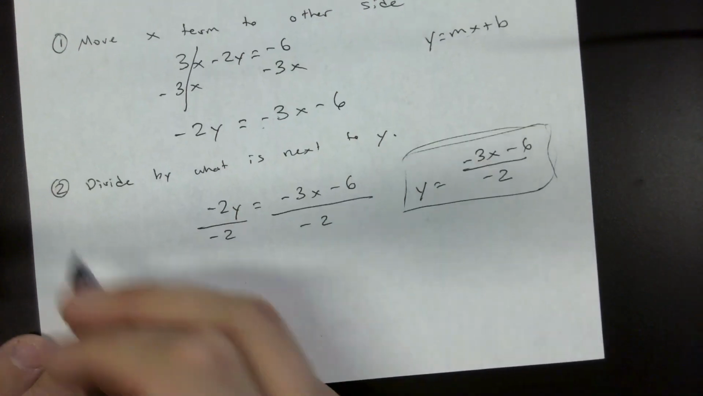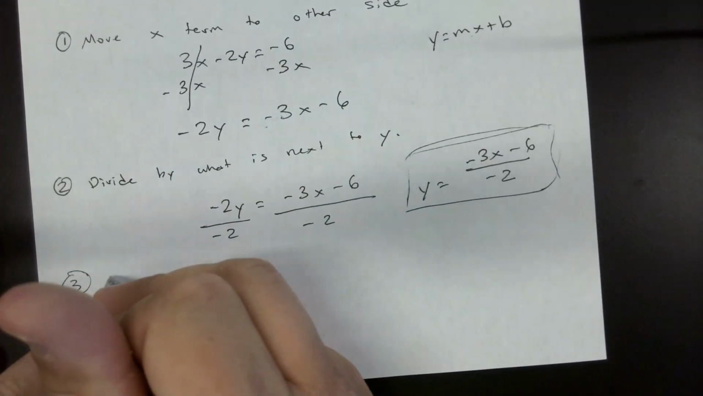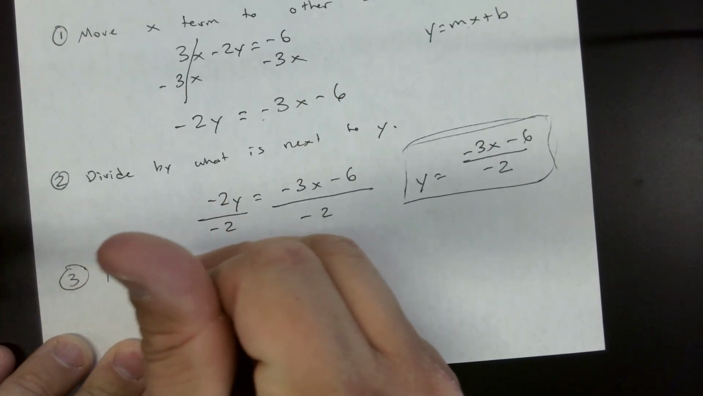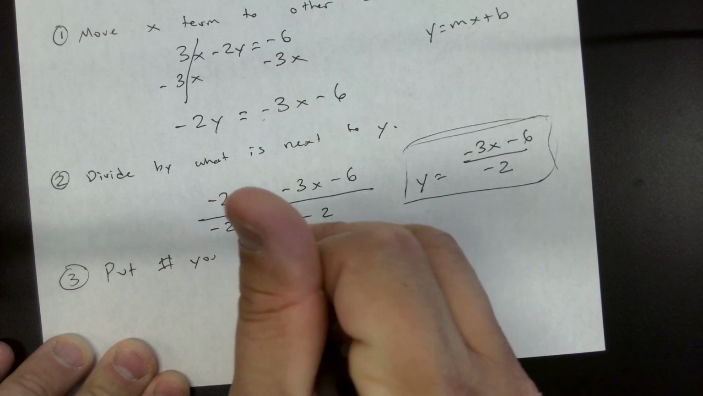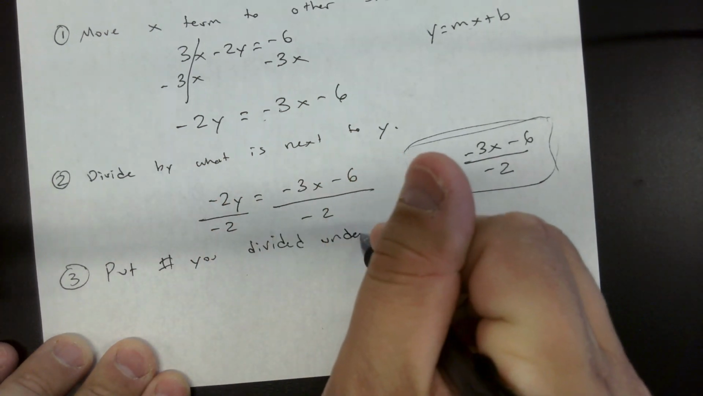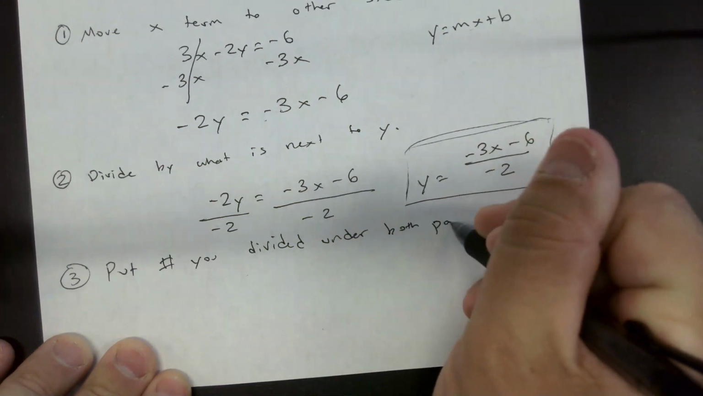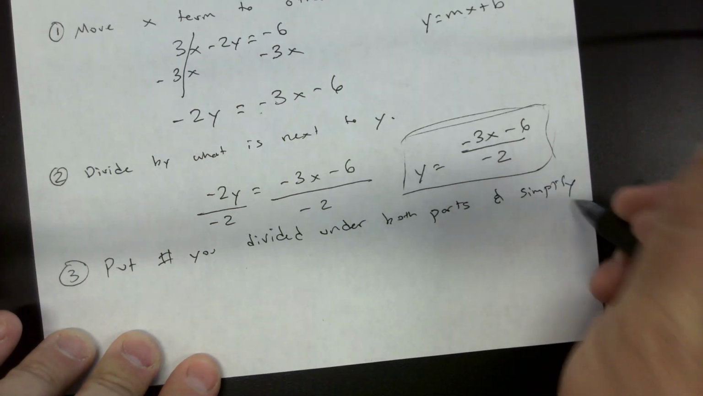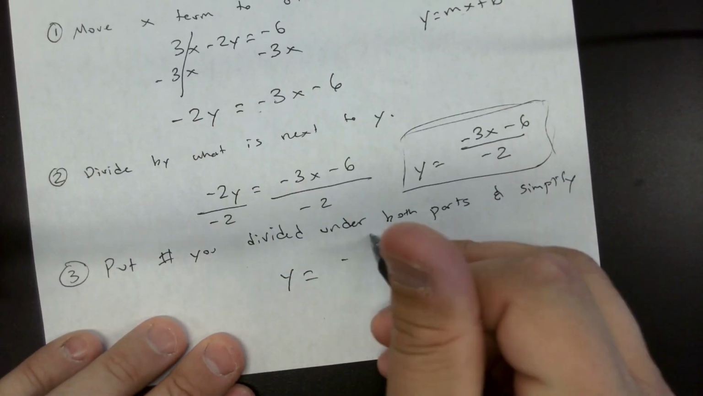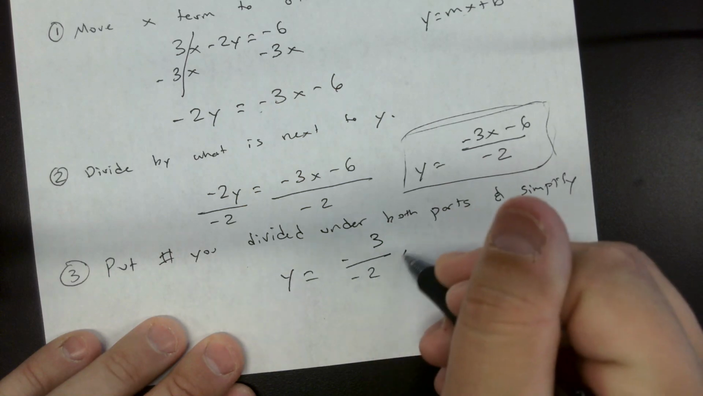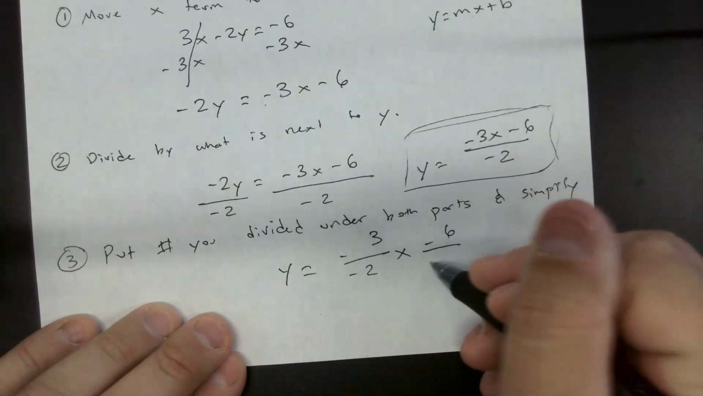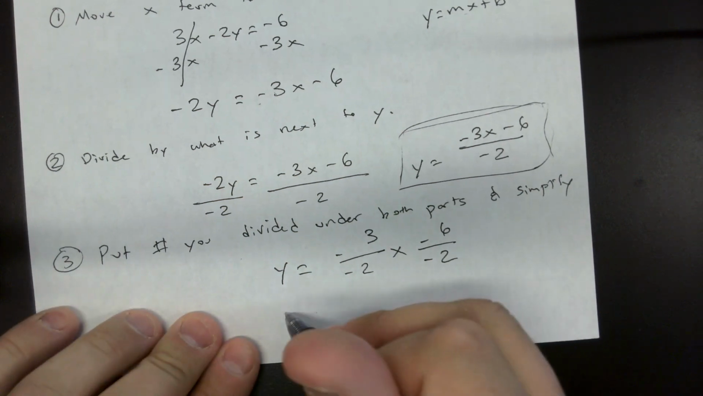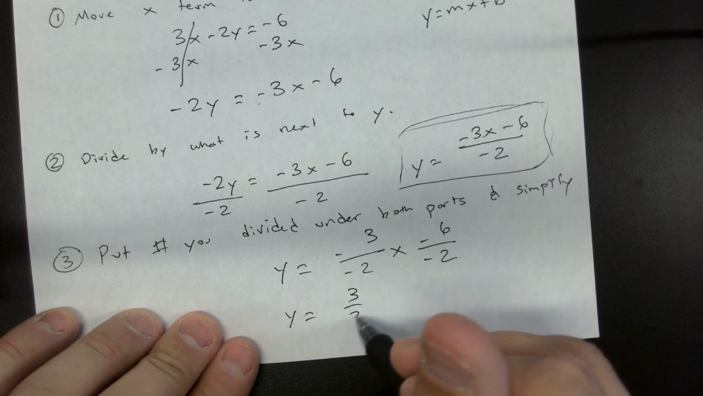Okay. Step 3: Put the number you divided under both parts and simplify. So what that means is this. We're going to put that number that we divided underneath both parts like that and simplify. Negative over a negative becomes a positive.